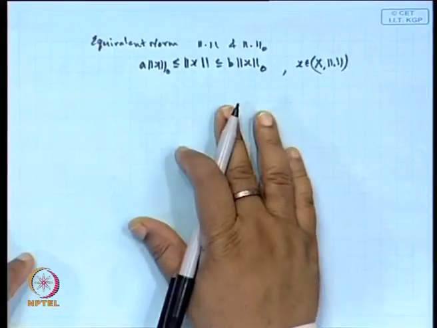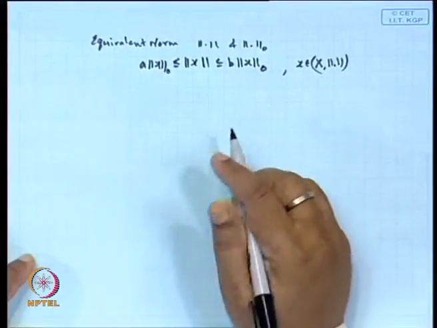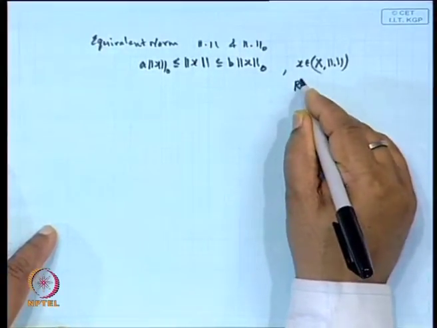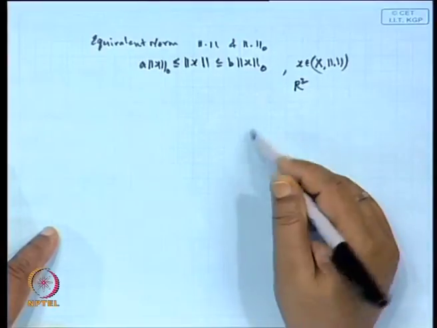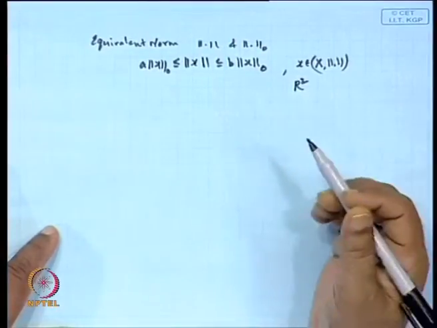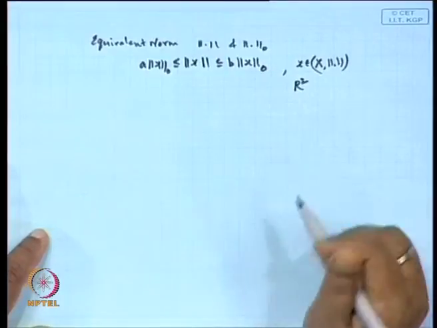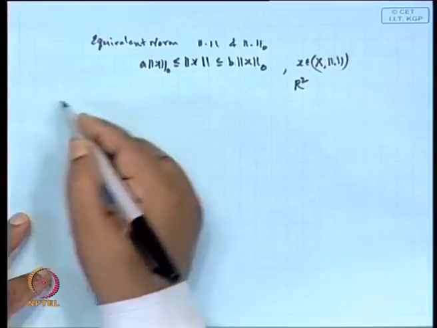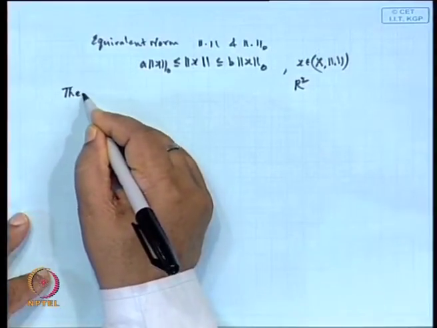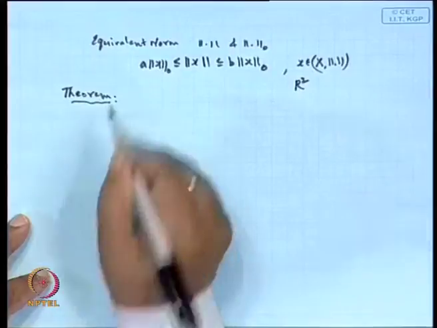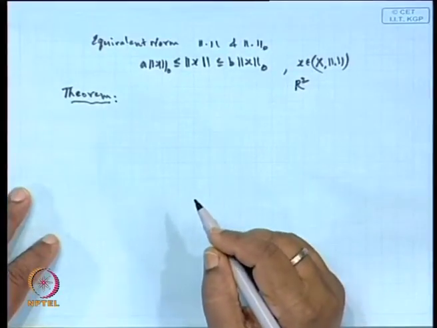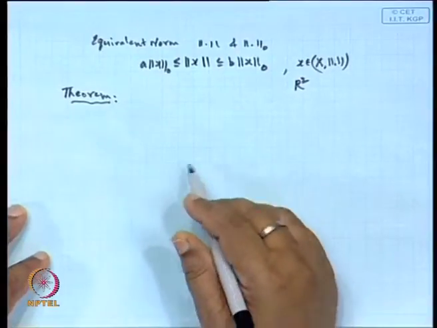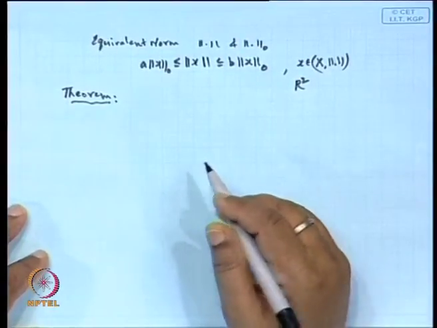And we have also discussed an example where all the norms defined over R2 in very different ways are equivalent norms. In fact, we have in general the result which says that for a finite dimensional case, on a finite dimensional vector space, any norm is equivalent to any other norm.